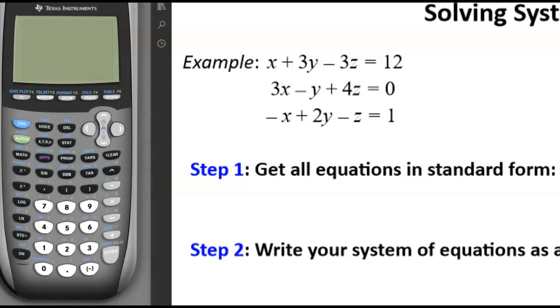Now, as far as setup goes, looking at your system, you need to have all of your variables lined up in the same columns. So lucky enough for us, everything is lined up like it should be on this first example. We have x plus 3y minus 3z equals 12, and then we have 3x minus y plus 4z equals 0, and negative x plus 2y minus z equals 1. So the x's are in the first column, the y's are in the second, and the z's are in the third. And the constants are on the other side of the equal sign.